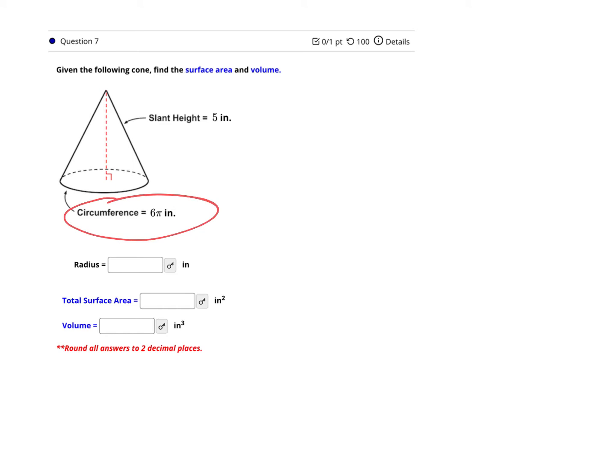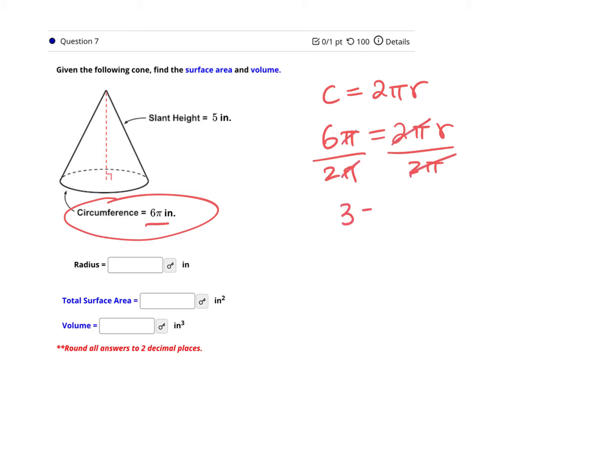We're given the circumference. Circumference is equal to 2 pi r. The circumference here is going to be 6 pi is equal to 2 pi r. Divide by 2 pi, divide by 2 pi. Now, 2 pi's cancel out, 6 divided by 2 is 3. So my radius is going to equal 3.